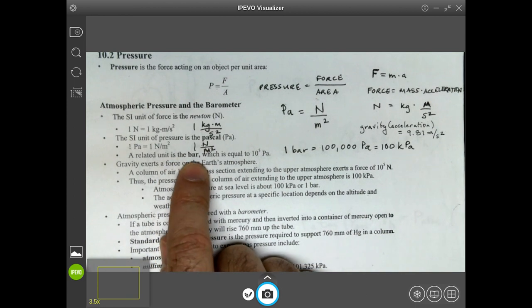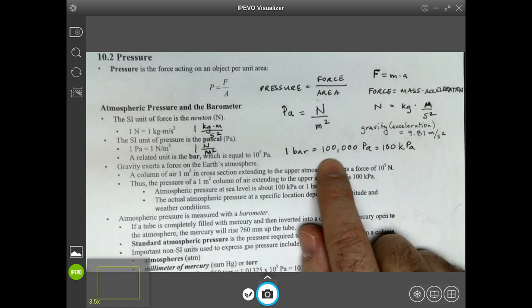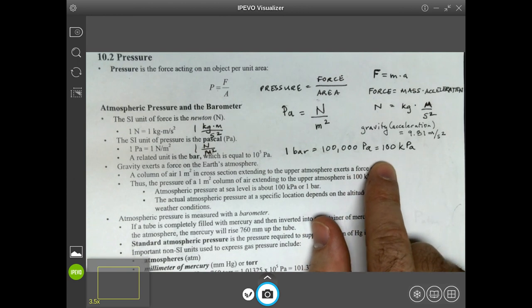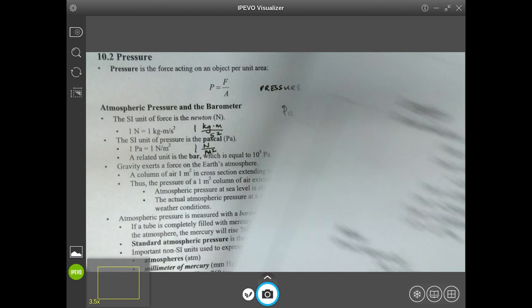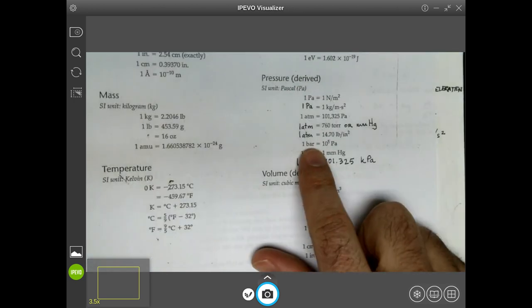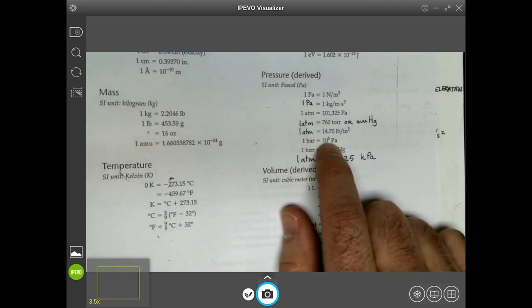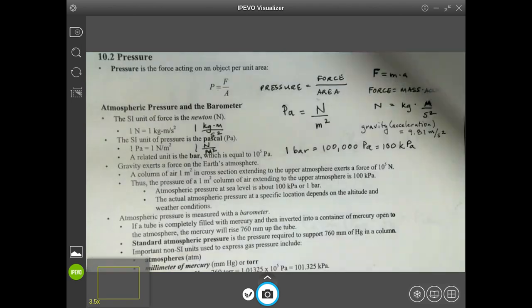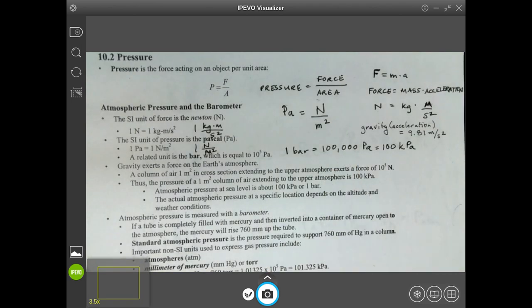Okay, another unit of pressure is the bar. 1 bar equals 100,000 pascals, which equals 100 kilopascals. And they've got a bar on your conversion sheet that I gave you here. 1 bar is 10 to the 5th pascals, which is the same thing as that. Okay, that's 100,000 pascals, same thing.